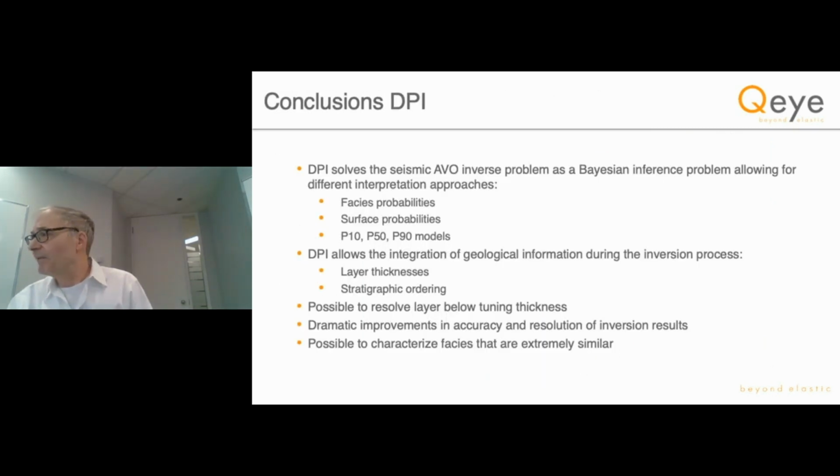So in conclusion, DPI solves the seismic AVO problem as a Bayesian inference, and it allows for different interpretation approaches such as facies probabilities, surface probabilities, a P10, P50, P90 model for risk analysis. It allows integration of geological information during the inversion process, such as layer thickness, stratigraphic ordering. It can resolve well below tuning thickness. It has dramatic improvements in accuracy and resolution of the inversion results, and it can characterize facies that are very similar.